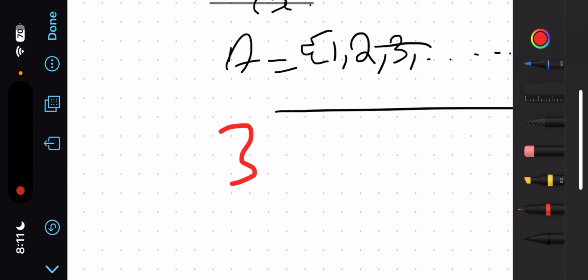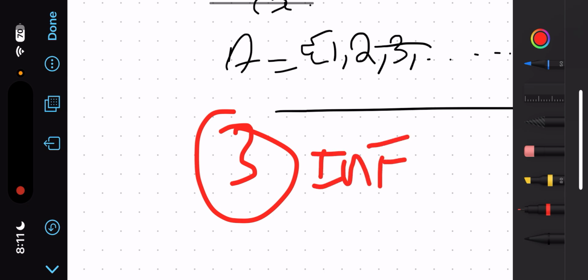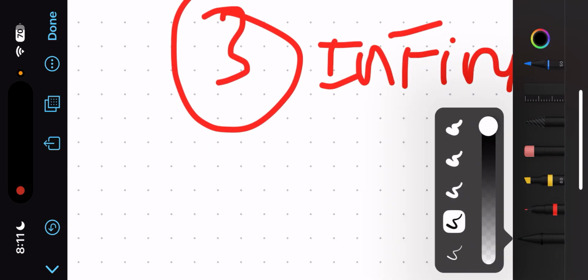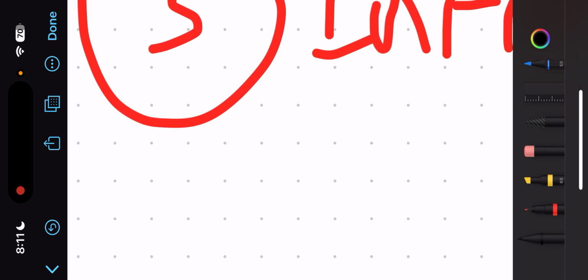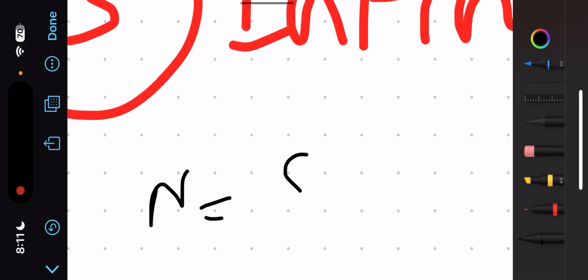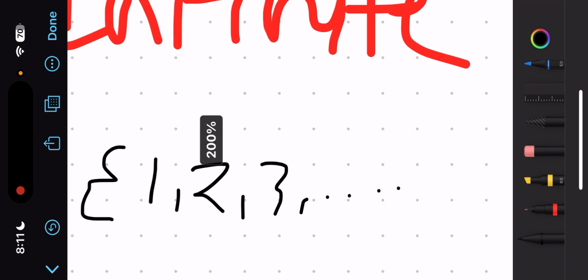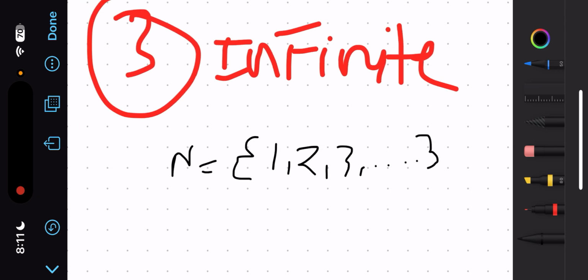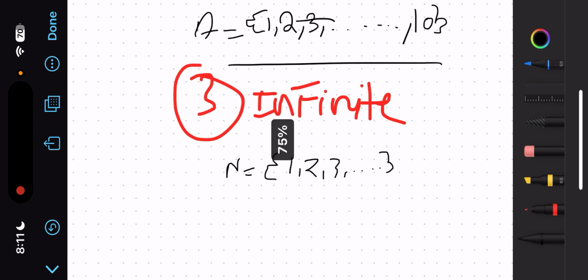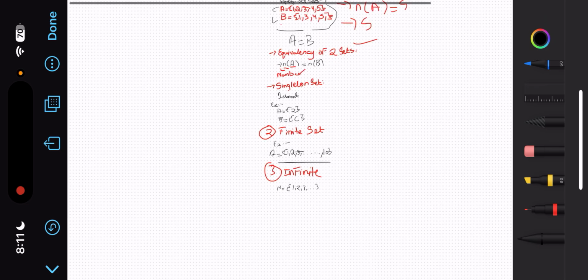Then there is the infinite set. An infinite set means a set that is unlimited, that can never be counted. Like natural numbers, it starts from 1, 2, 3 and it goes on. It never stops. So natural numbers are an infinite set. Now these 3 topics are done.